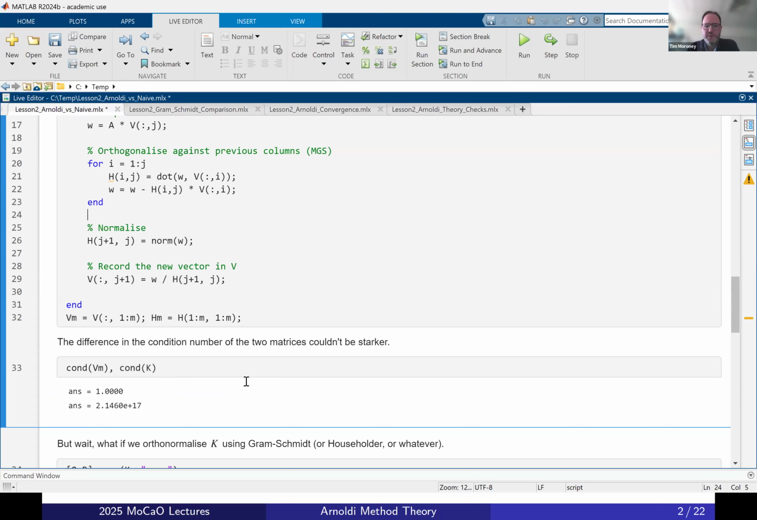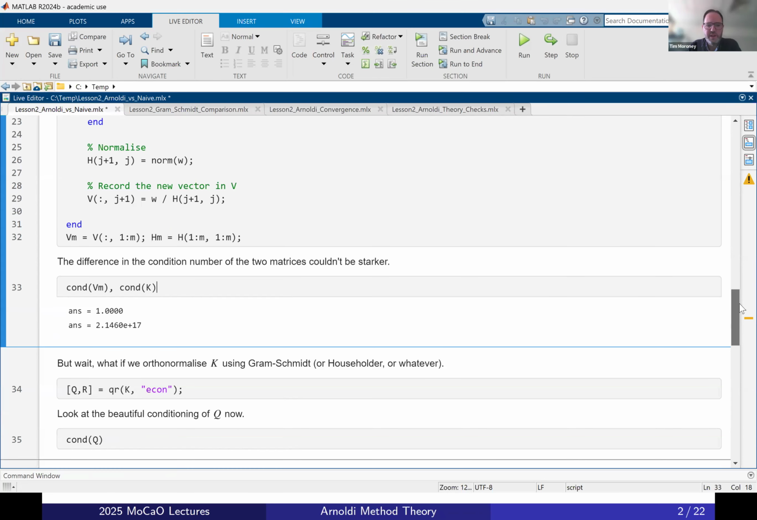K is not at all that. It's getting more and more like a matrix where the columns look like linear dependence, especially the last columns. But what if we just orthonormalize this K at the end of it all, using Gram-Schmidt or some more stable method? We'll just use the QR function in MATLAB.